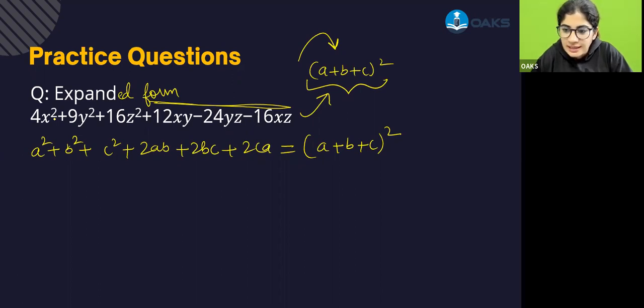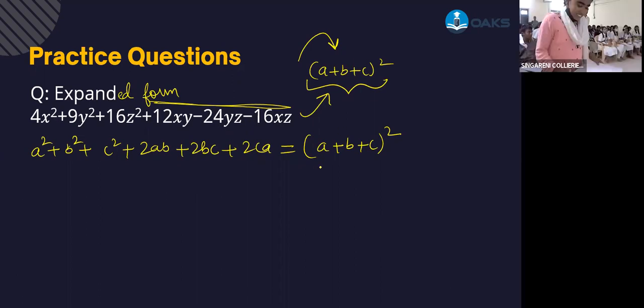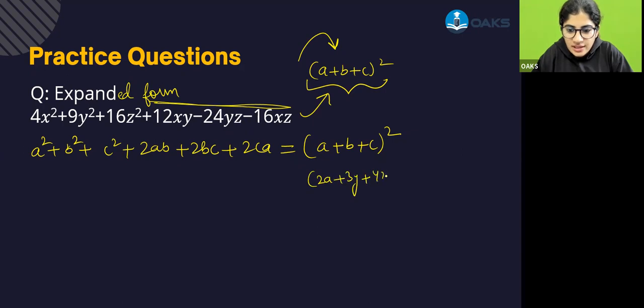Yes, Anjum? 2x plus 3y plus 4z whole square, madam. 2x plus 3y plus 4z whole square, right? Okay, you can sit down.